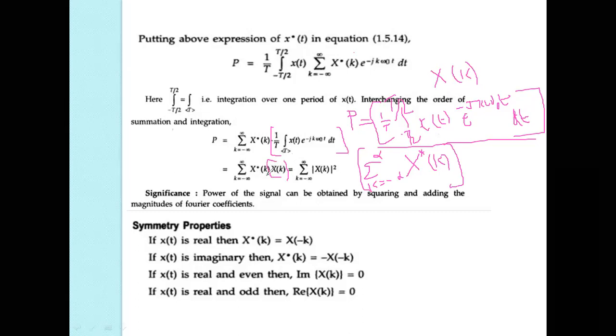We already know the product of a complex function and its conjugate becomes the squared magnitude. The sum of k equal to minus infinity to infinity of the squared magnitude of x of k. The average power P is equal to the sum of k equal to minus infinity to infinity of the squared magnitude of x of k. All right, that is what we had to prove: Parseval's equation.